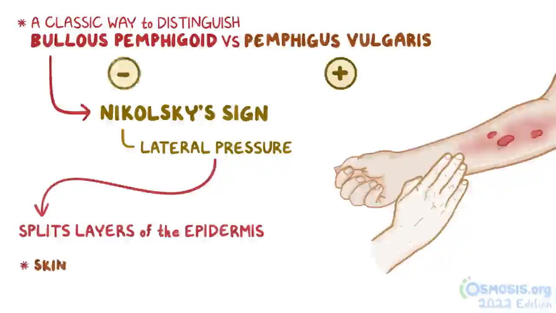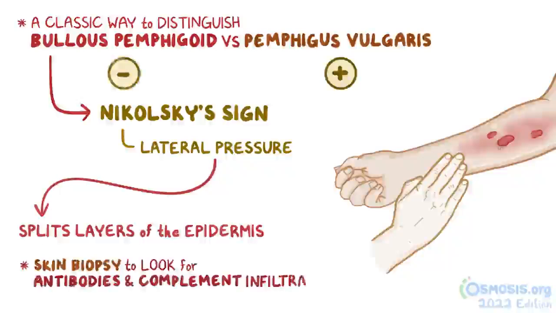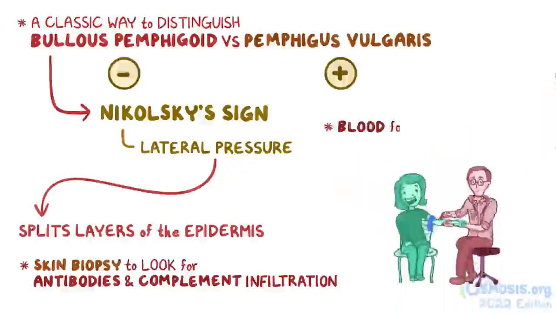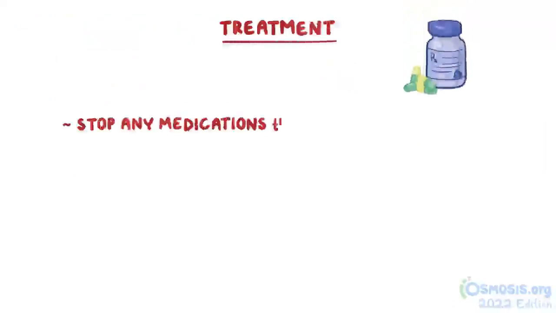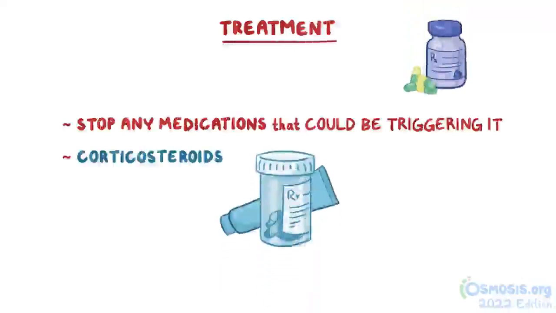In addition, a skin biopsy can be done to look for evidence of antibodies and complement infiltration into the skin. Finally, the blood can be checked for autoantibodies against BPAG1 and BPAG2. Bullous pemphigoid is most commonly treated by stopping any medications that could be triggering it, and by using corticosteroids.